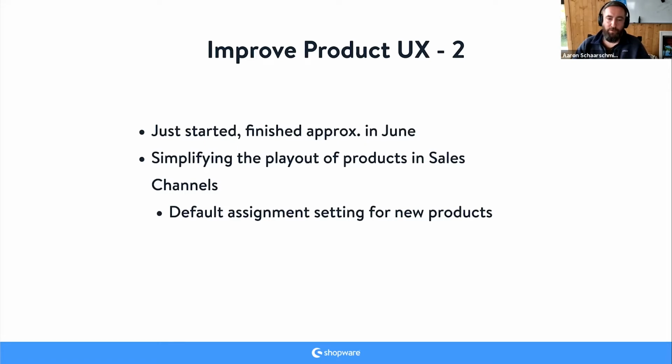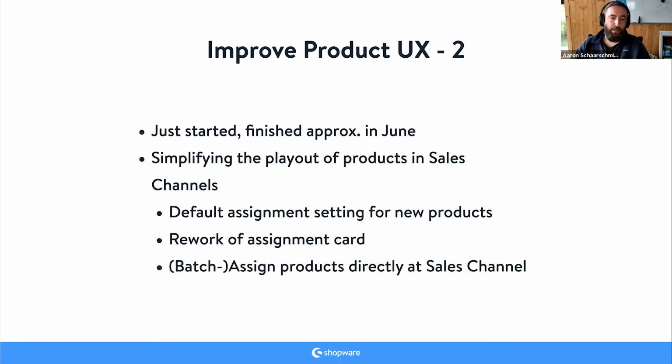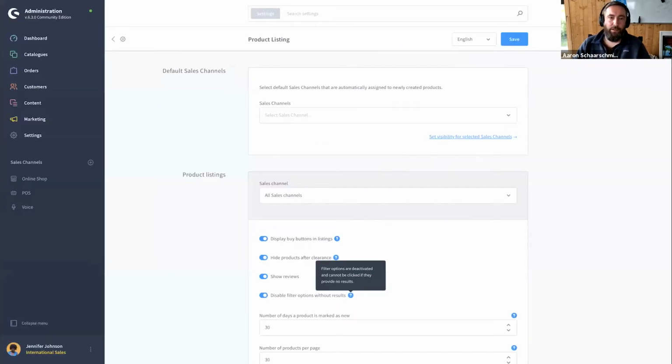You will have a default assignment setting for new products. We further tweaked the assignment card in the product detail page a little bit. And that's maybe the biggest topic. It will now be possible to assign products to sales channels, not only from the product side, but also from the sales channel side itself. So you have all possibilities to assign products to sales channels. And I will also give you some screen designs on that.